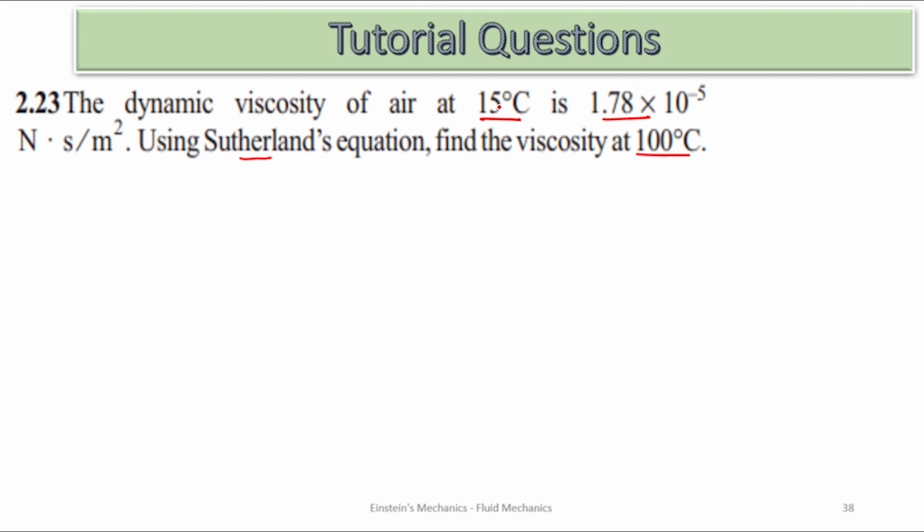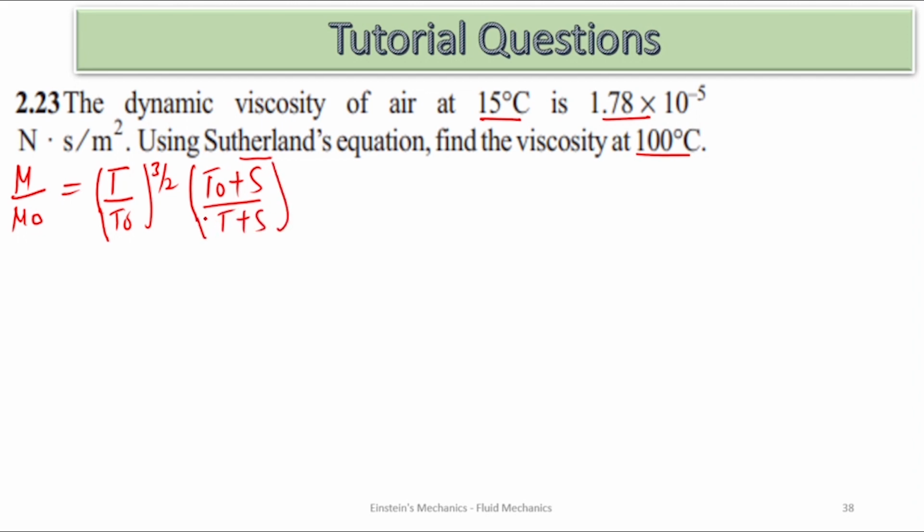So we have the viscosity at 15 to be this. We have to find the viscosity at 100 using Sutherland's equation. Do we recall the Sutherland's equation? Yes, which is mu on mu naught equal to T on T naught, pay attention to the equation, to the power 3 on 2, multiplying T naught plus S, over T plus S. This is the Sutherland's equation.